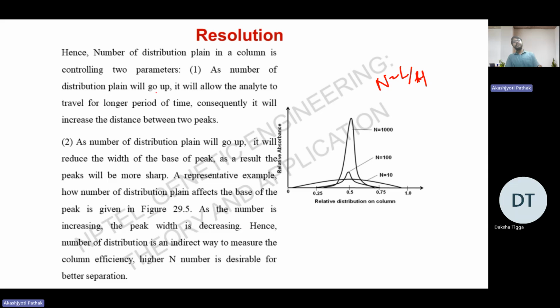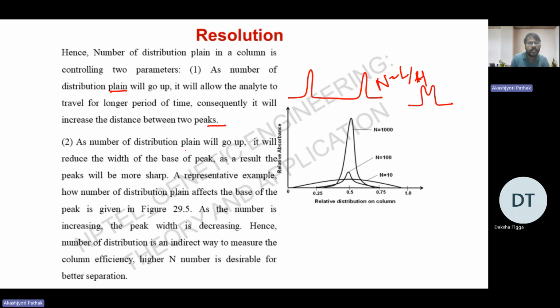As the number of distribution plates goes up, it will allow the analyte to travel for a longer period of time. Consequently, it will increase the distance between two peaks. Here, these theoretical plates have been called distribution plates. So what will happen if the number of theoretical plates increases? It will allow the analyte to travel for a longer period of time, and it will increase the distance between two peaks. One you will get here and another you will get here. But if the number of theoretical plates is less, then the two peaks will be merged.